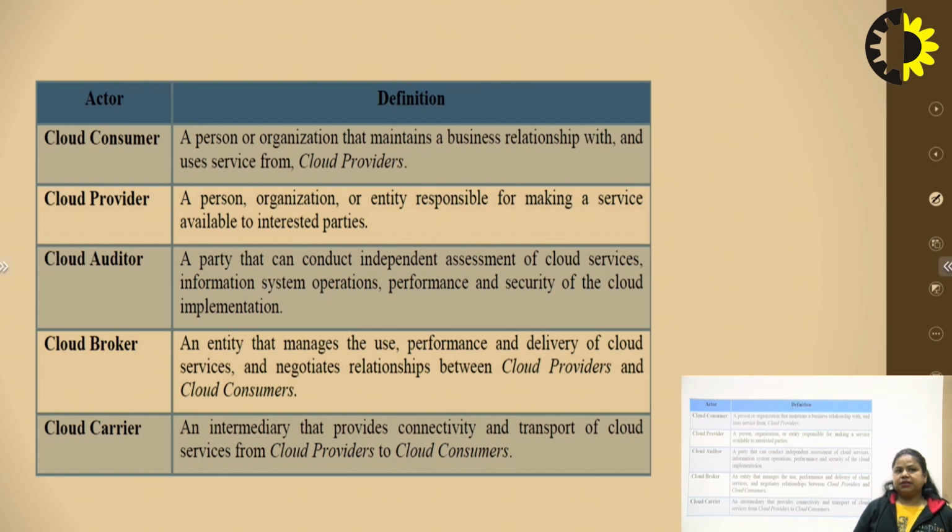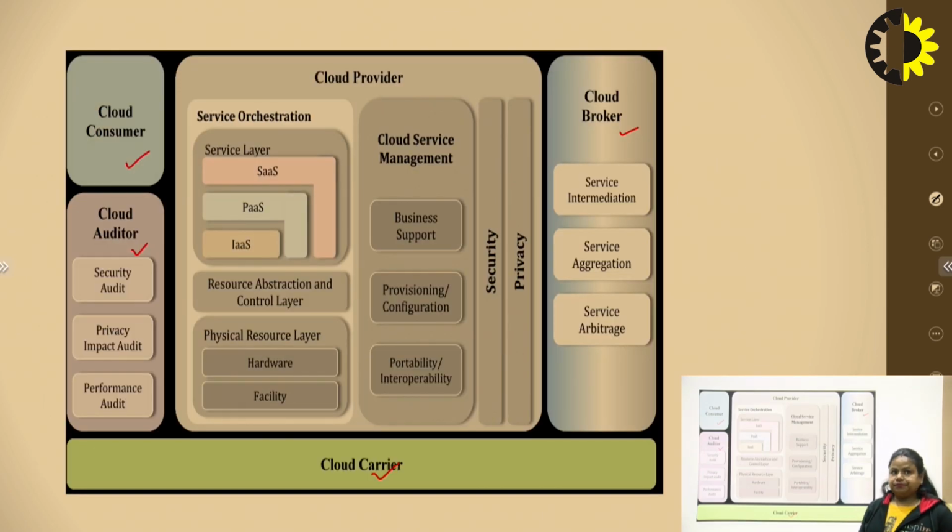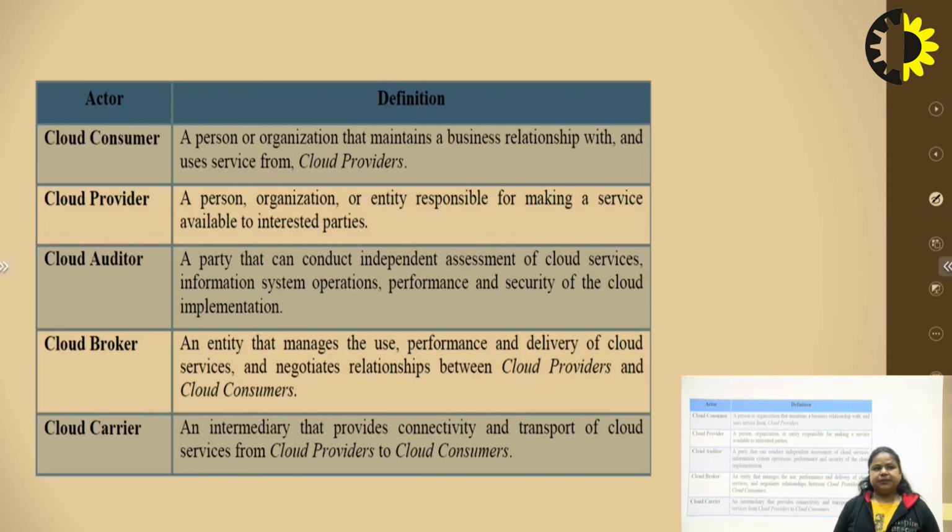So we can say there are different actors providing different services. Those actors are divided into 5 categories: cloud consumers, cloud providers, cloud auditor, cloud broker, and cloud carrier. In this lecture, we are going to talk about all 5 actors and their own functionalities and responsibilities. First of all, we are going to talk about the cloud consumer.